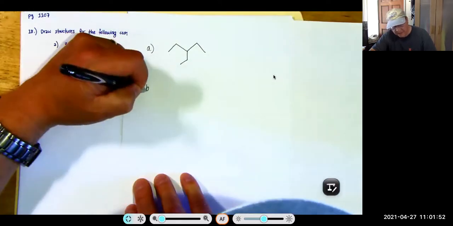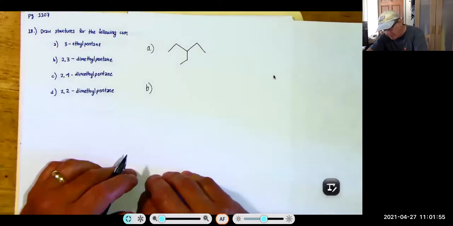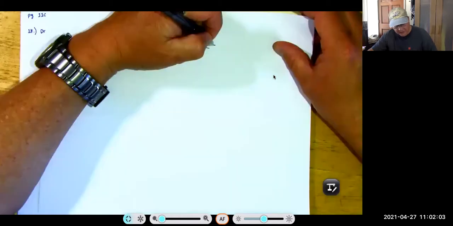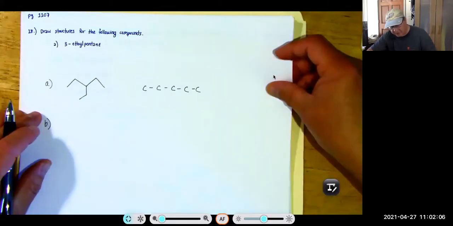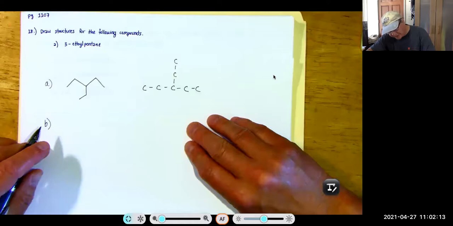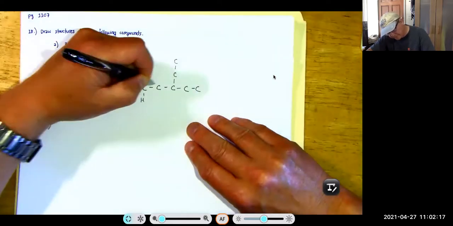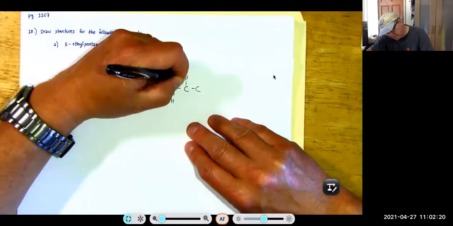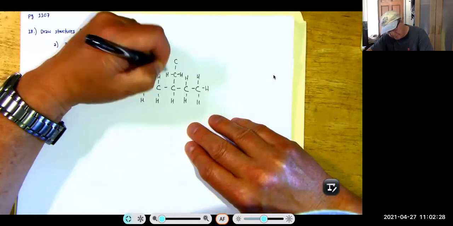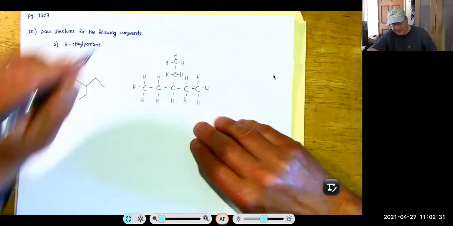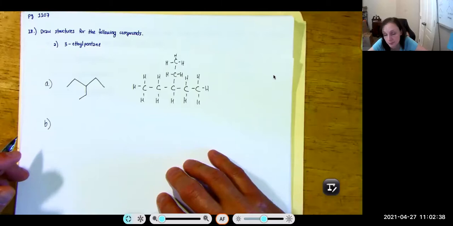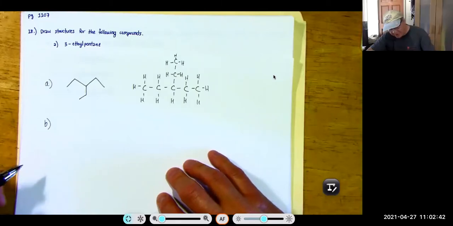Okay. Now, of course, another way to do it is this way. Carbon, carbon, carbon, carbon, carbon. There's my pentane. My 3-ethyl, carbon, carbon. And then I fill in the hydrogens. So that's another way to do it. Okay. Which way do you think I prefer? The line. The faster one. Yeah.